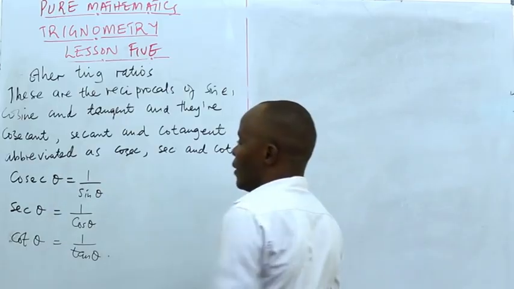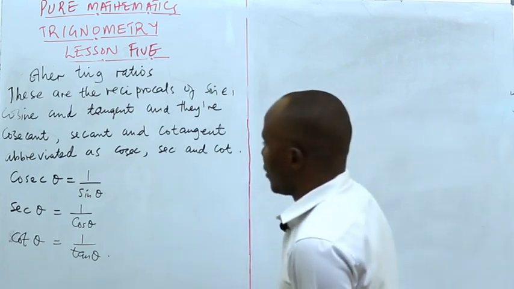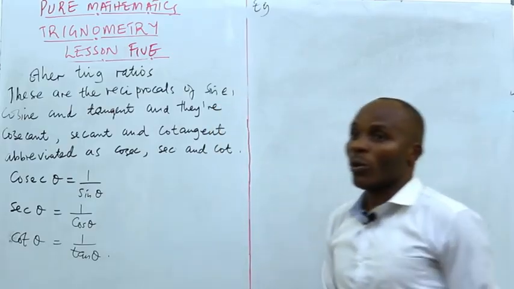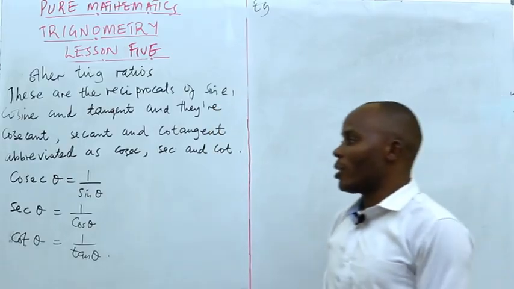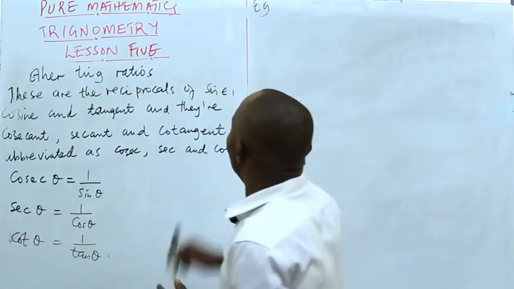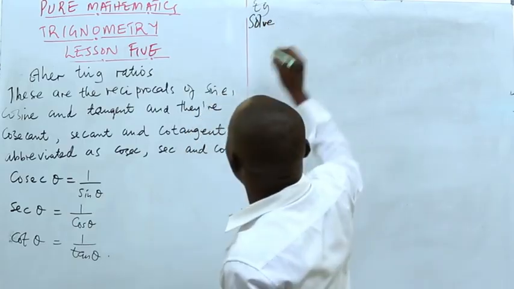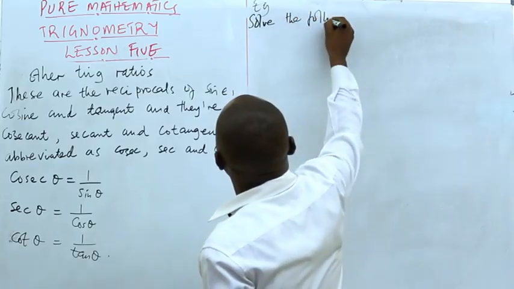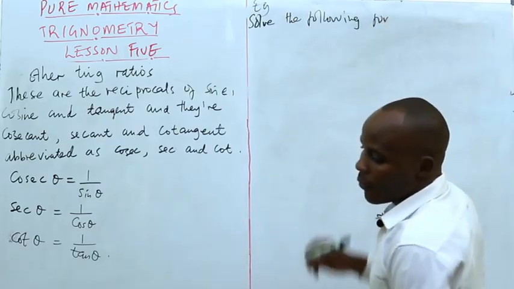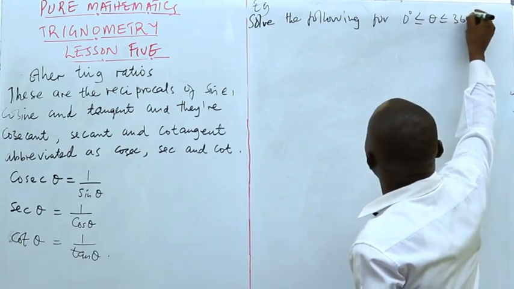Now, having known this, we can then be able to calculate numbers that involve any of those ones. We can be told to solve the following. Solve the following for 0 degrees less or equal to theta less or equal to 360 degrees.